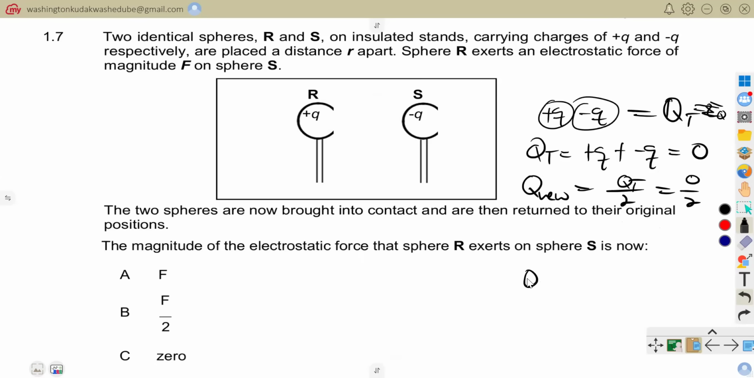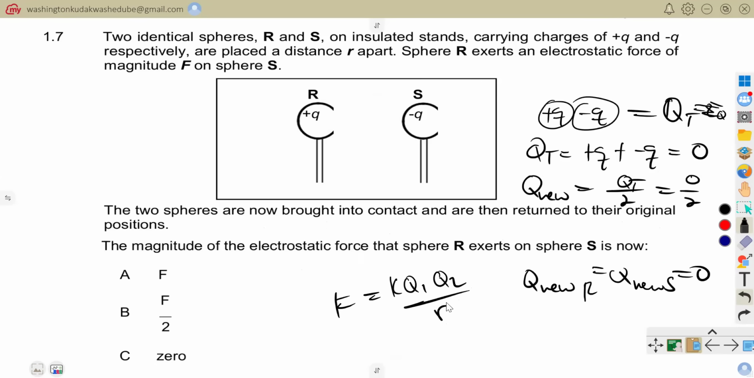If the new charge for each, that is the new charge for R as well as the new charge for S, is equal to 0, what is the magnitude of the electrostatic force that sphere R now exerts on S? We know that the magnitude of F would be given by k Q1 Q2 over r squared, which we can write as k Q squared over r squared. This charge is 0, so I would have 0 over r squared, which is just equal to 0.